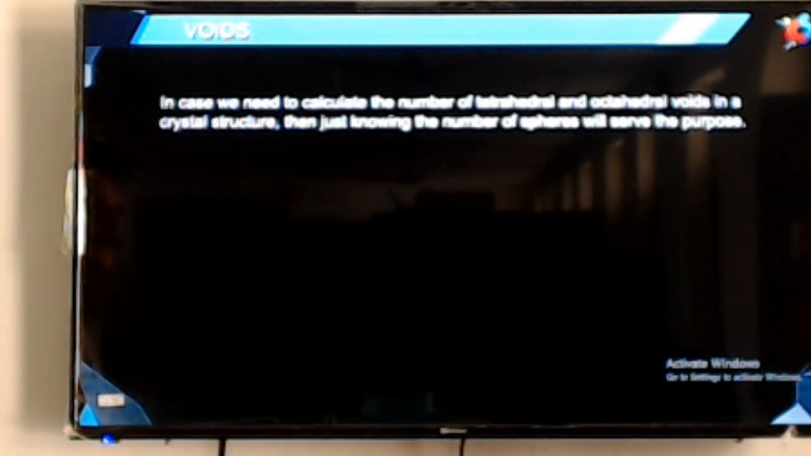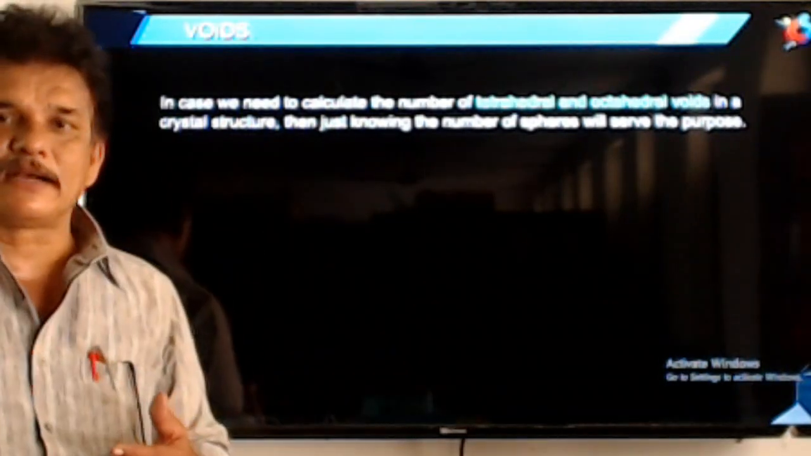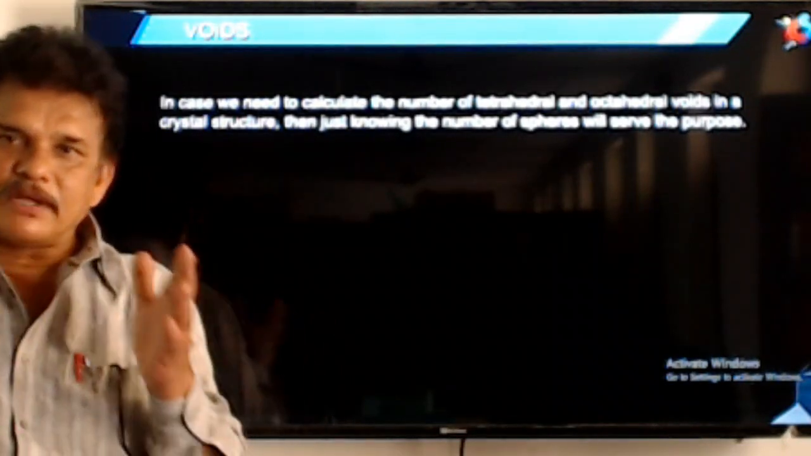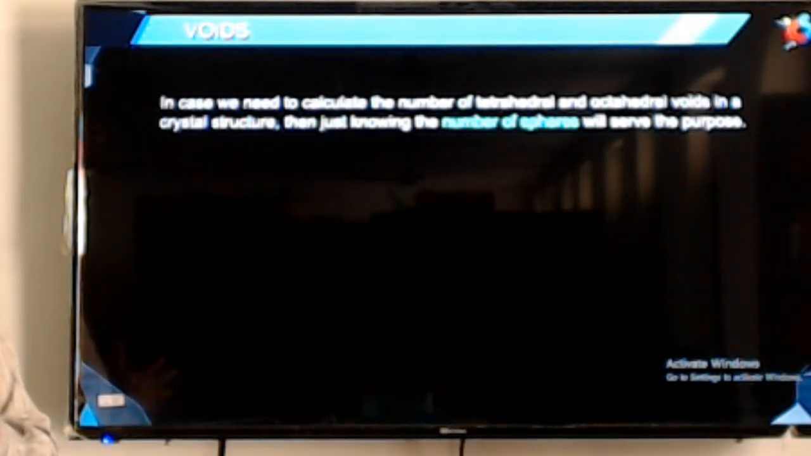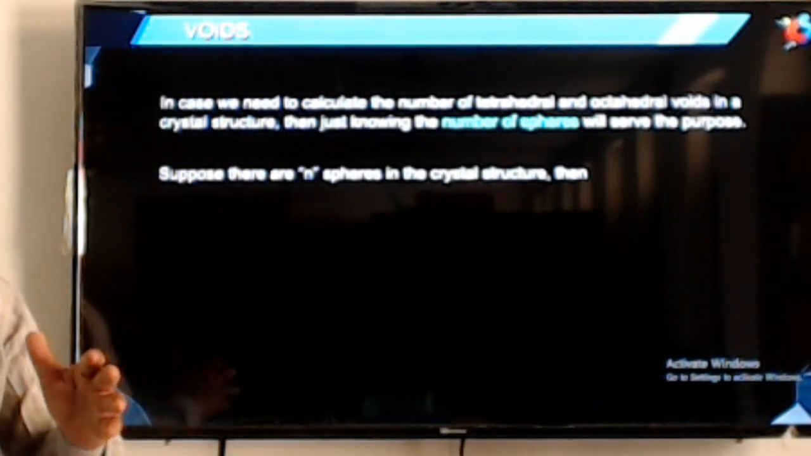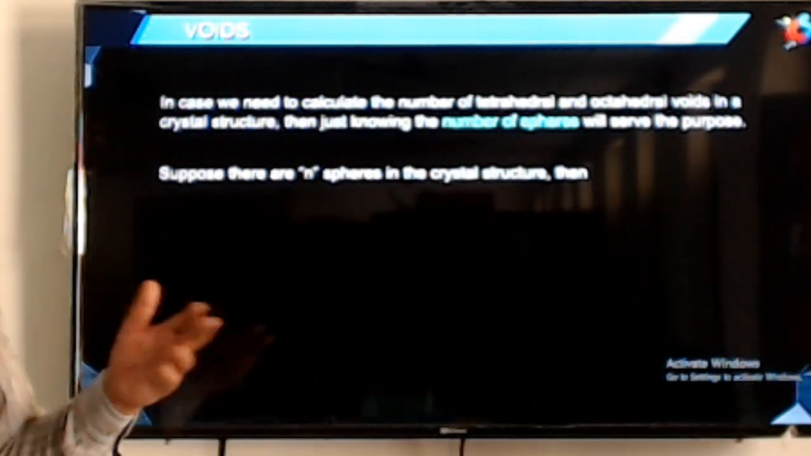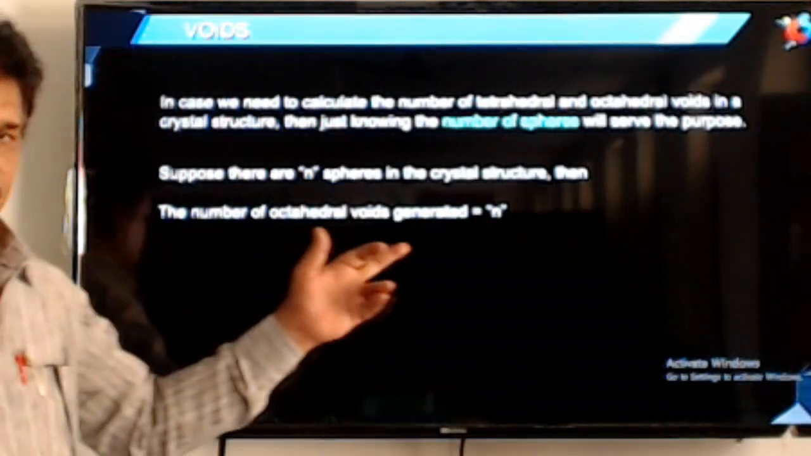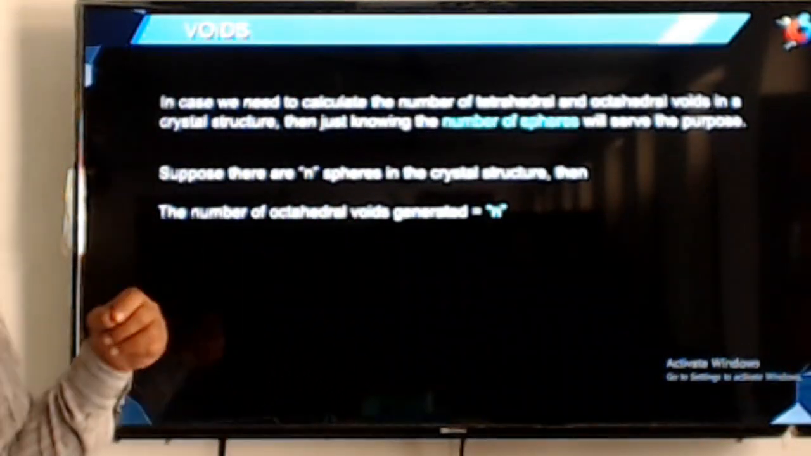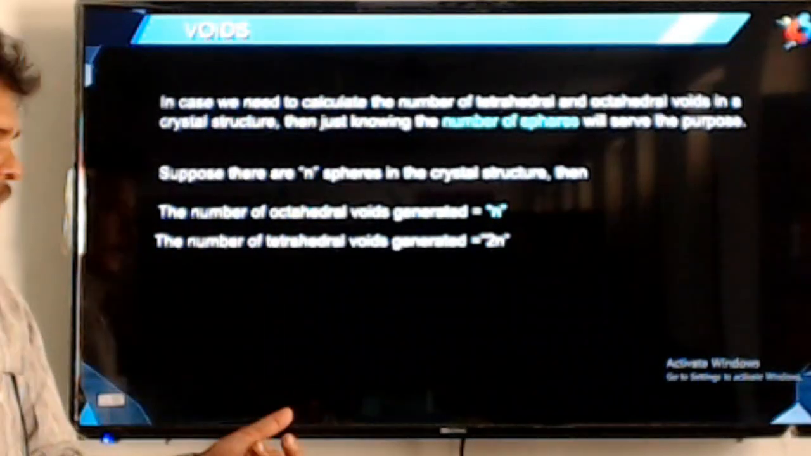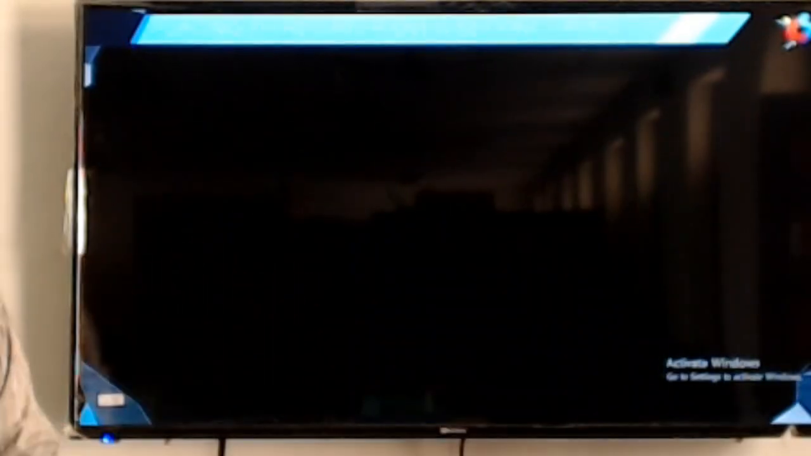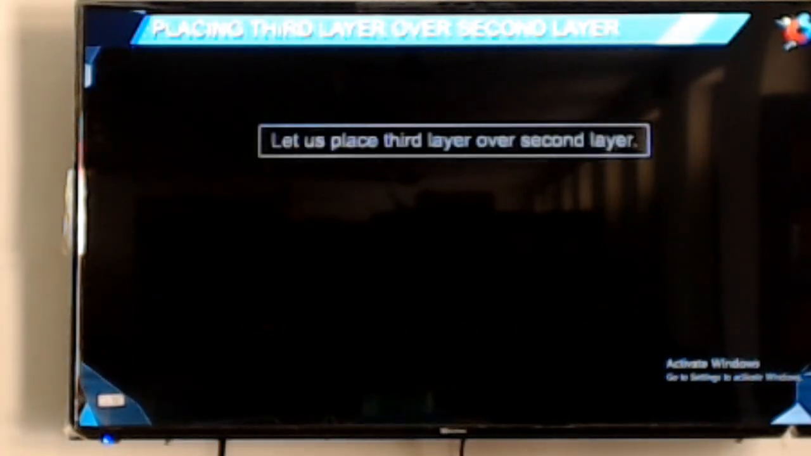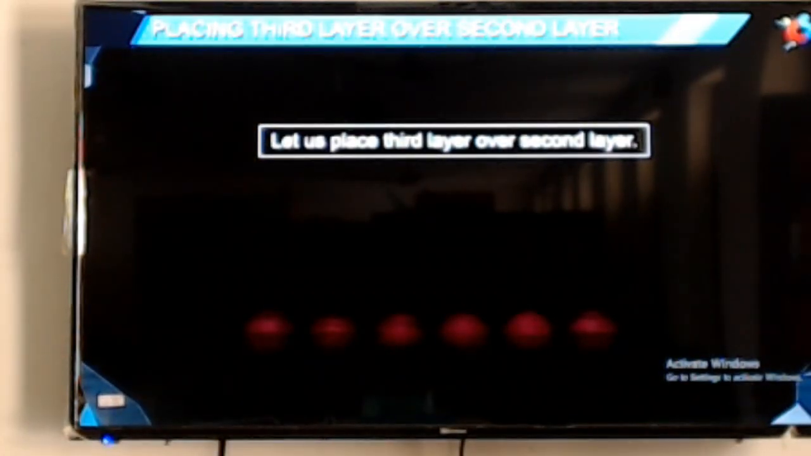So how to calculate the number of tetrahedral voids and octahedral voids? If the crystal is formed with n spheres or n particles, then the number of octahedral voids is equal to n. That means the number of octahedral voids is equal to the number of spheres or particles. And the number of tetrahedral voids is equal to 2 into the number of spheres, or 2 into the number of octahedral voids. So if n is the number of particles, the number of octahedral voids is n and the number of tetrahedral voids is 2n.